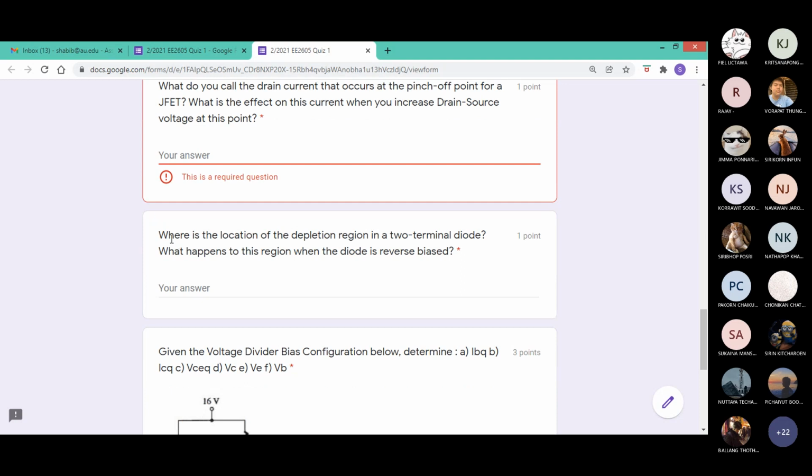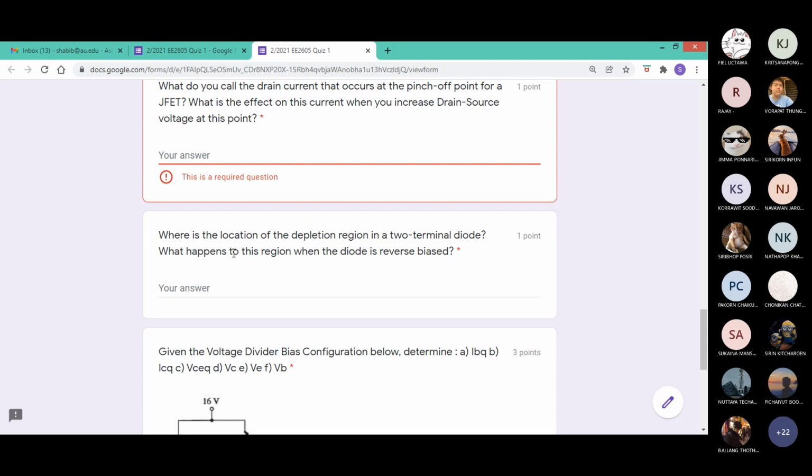Another question, where is the location of the depletion region in a two-terminal diode? You can say it is at the junction. You can say it's in the middle of P and N. You can also say it is in the part where P meets the N-type material. But it is not at the terminal. It's not outside.